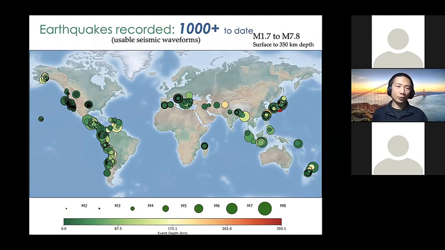This figure shows all the earthquakes we detected that have at least one useful seismic waveform confirmed by a seismologist. The circle size is the magnitude of the earthquake: the larger the circle, the higher the magnitude. The color means the depth of the earthquake. For a really small earthquake, you need phones really close to the epicenter, about 1 or 2 kilometers away from a magnitude 1.7 earthquake, to detect it. But for the larger ones, you can detect at further distances.